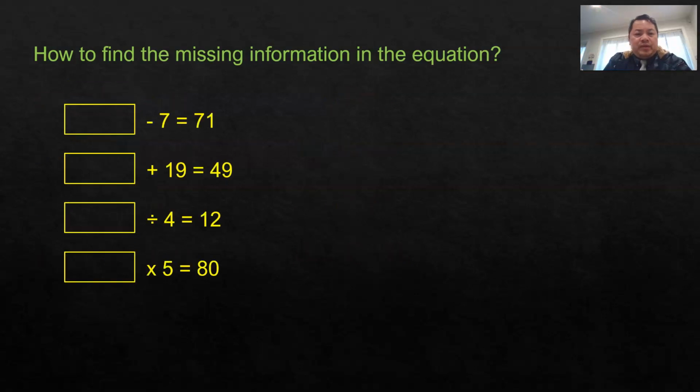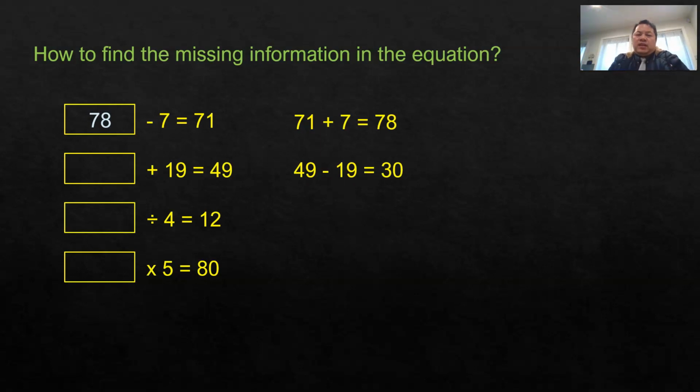Let's go. What about equations like this? You have multiple steps. Something minus 7 will give you 71. Again, for this case, I can do the opposite. 71 plus 7 is 78. 78 minus 7 is 71. Next question, can I also do the opposite? Seems like it. So 49 minus 19, you get 30. So 30 plus 19 will give you 49.